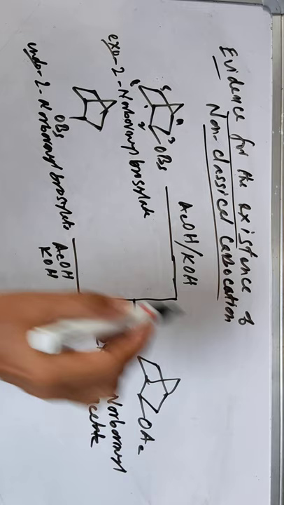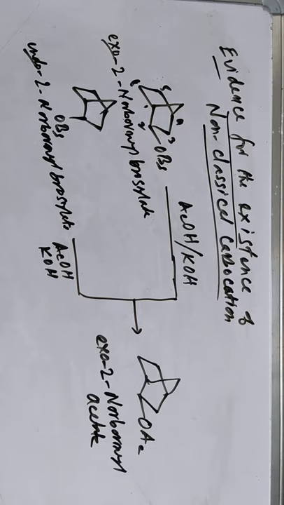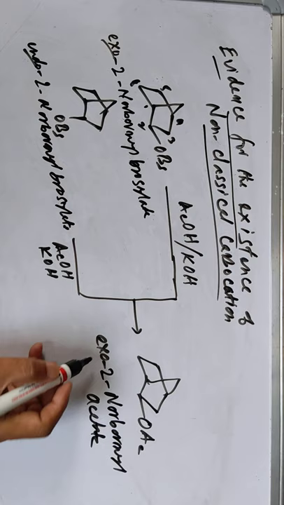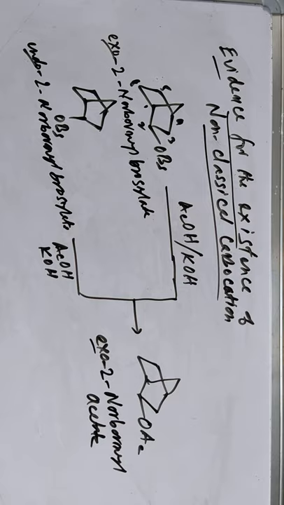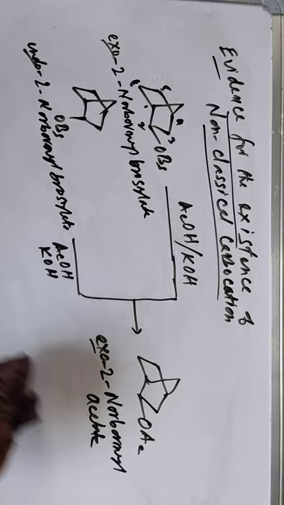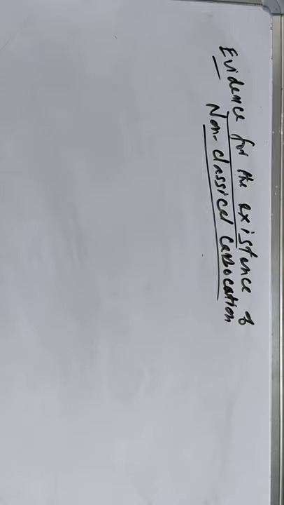I'm repeating again, okay. The evidence for the existence of non-classical carbocations can be explained by using the example of acetolysis, or you can say solvolysis, of exo and endo 2-norbornyl brosylate. When they undergo solvolysis or acetolysis, exo brosylate will give exo acetate, and endo brosylate will also give exo acetate. So endo doesn't give the endo product. This formation of the exo product from endo can be explained through the non-classical carbocation. So I'm giving the mechanism of how it happens. Let's see the mechanism of the formation of the carbocation to give the exo product.